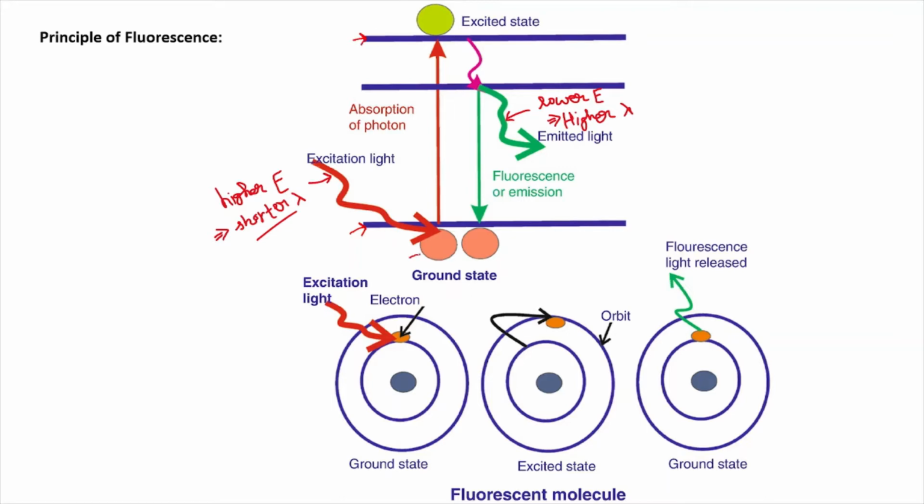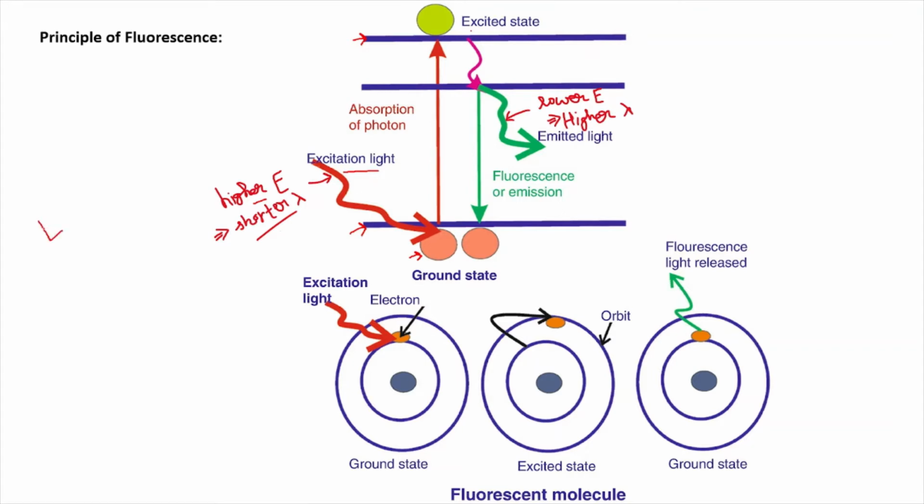So, and these two are the electrons. Now, these two electrons are in the ground state energy level. Now, when you excite these two electrons with an excitation light, what happens? These two electrons absorb that energy of the excitation light and move into a state of high energy. So, what you are doing is that you are putting an excitation light which is of high energy. That means of shorter wavelength.